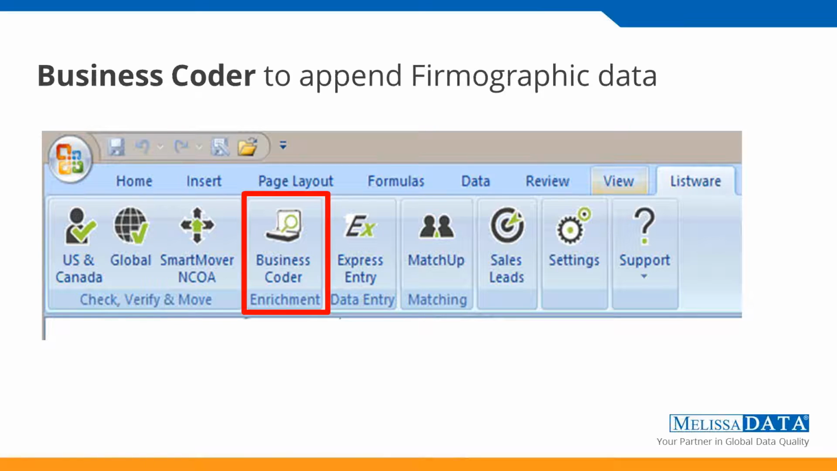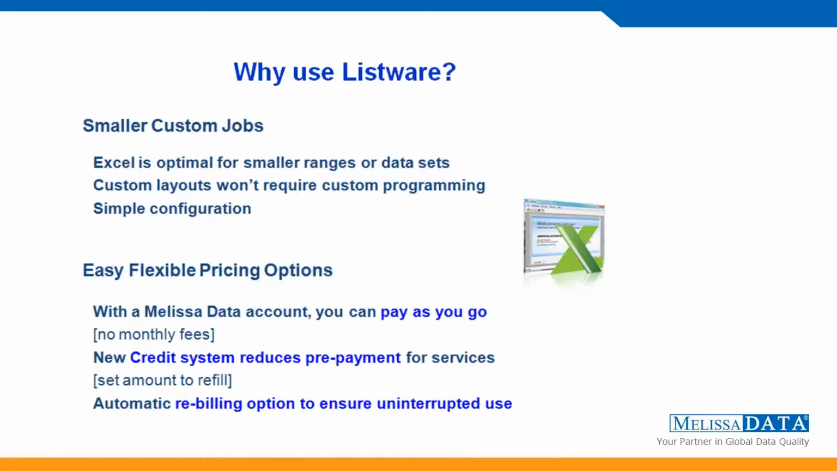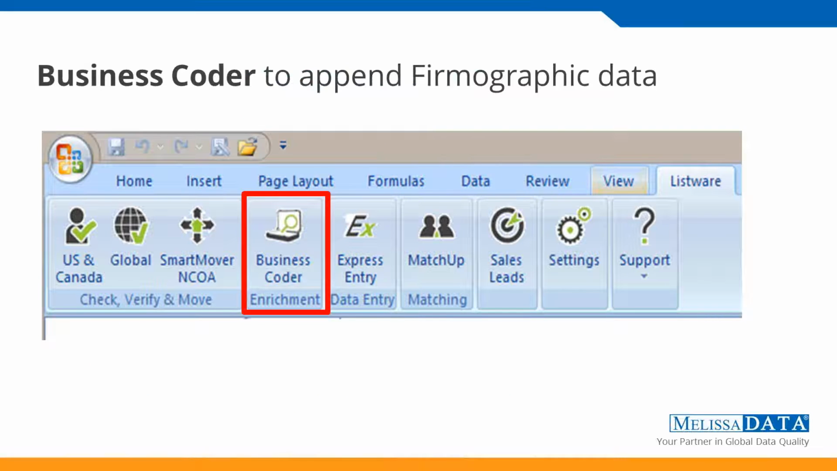When you run the update, if you already have Listware for Excel and you run the update, you'll see we've added a new tab for the Business Coder. If you click on Business Coder, you'll be able to run appends for all of your business data, so size of the business, number of employees, sales, things like that. We'll go into a quick demo right after this.